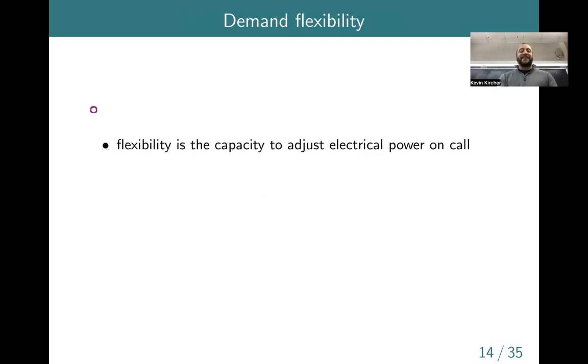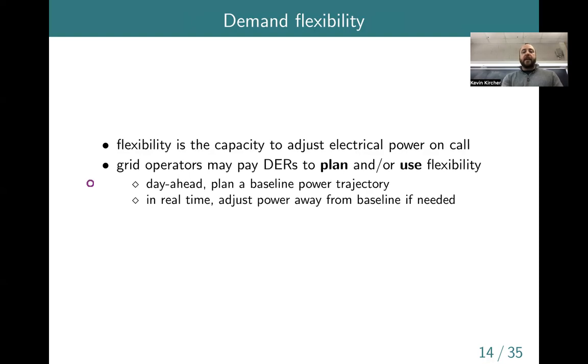Okay, so anyway, flexibility, at least as defined here in the DER context, is the capability to adjust your electric power on demand, on call. So either through an automated signal that's sent to you by a grid operator, or maybe through a price signal, an economic signal. And grid operators will pay DERs, typically not individual DERs, but aggregations, collections of a large number of DERs, which in the industry they call virtual power plants or VPPs.